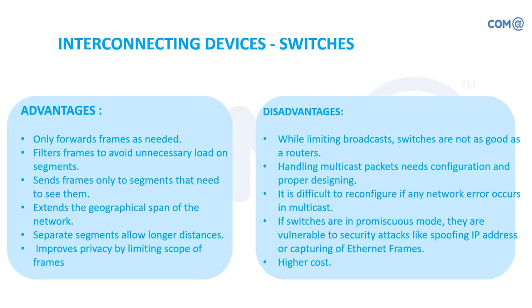So it is difficult to reconfigure if any network error occurs in multicasting. So we will not go for multicast connection. Mostly it will be used for connection purposes. If switches are in promiscuous mode, they are vulnerable to security attacks like spoofing IP addresses or capturing the Ethernet frames. And it is higher in cost compared to a hub or other connecting devices, but less than the router.